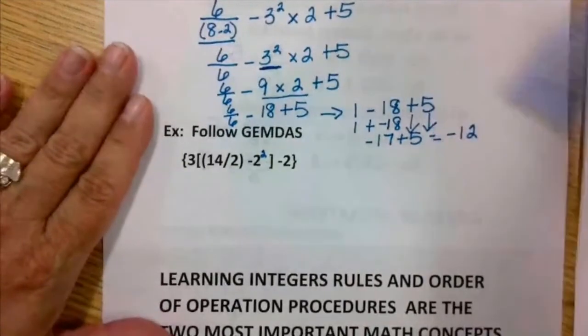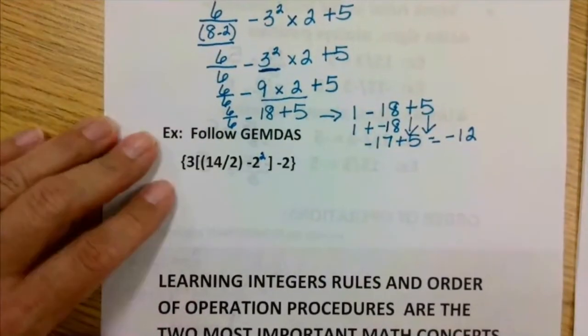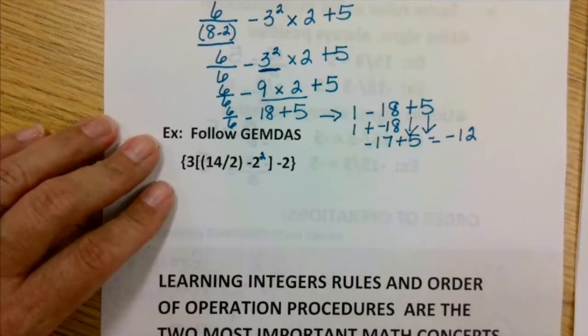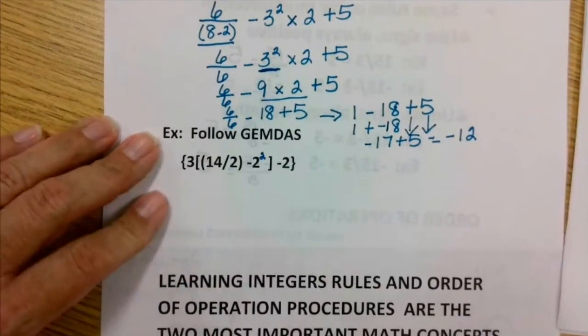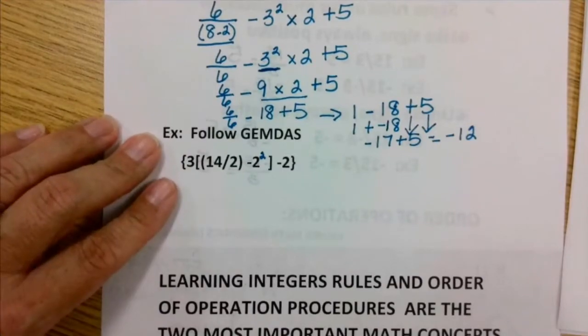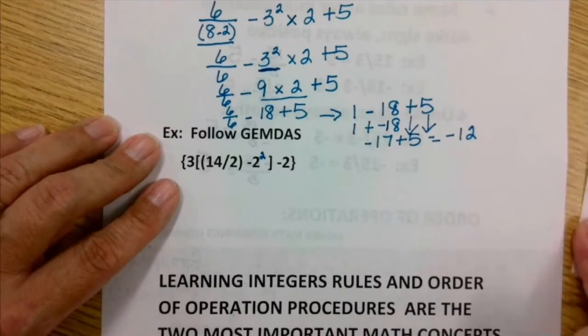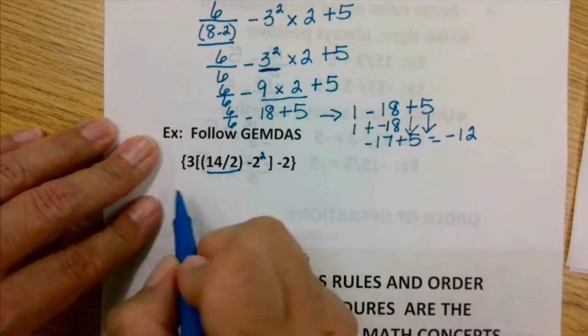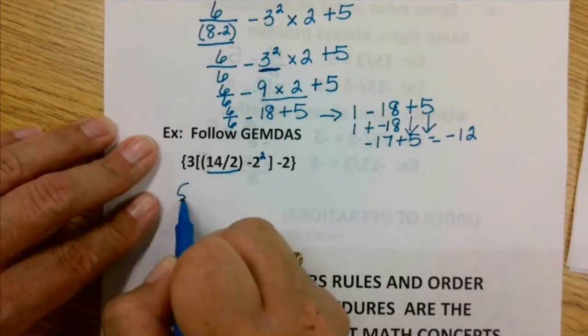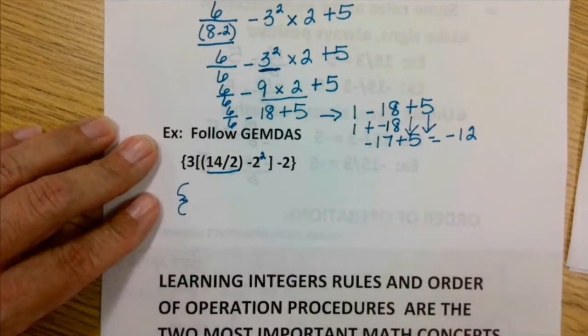All right, our next example is going to involve GEMDAS. So we have our brackets, our braces, all of these funny little things here. All right, we're still going to follow our same rules, and we know that we're going to have to do parentheses first. I'm just going to underline that. Bear with me on my braces because they don't look very good.